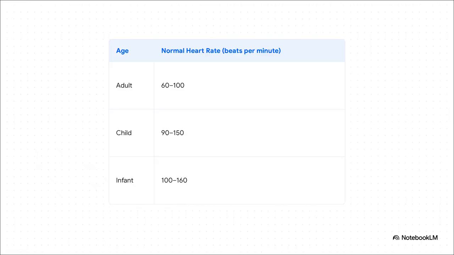First up is the rate. You know, how fast or slow it is. And you've got to know that what's normal for an adult is way different for a child or a baby. An adult's resting rate is usually somewhere between 60 and 100, but for an infant, a rate of 160 could be totally fine. So knowing these age ranges isn't just helpful, it's essential.